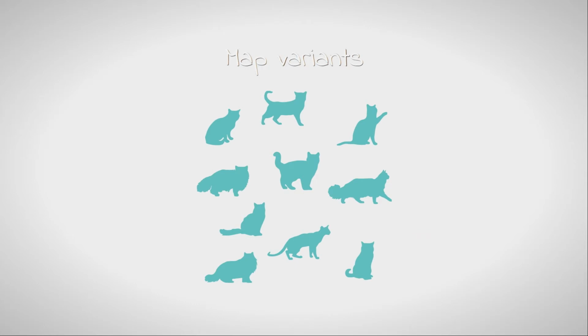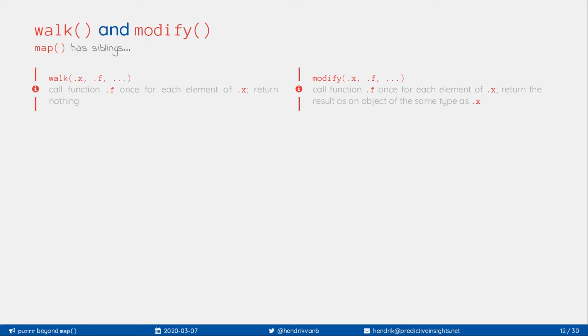So this is where the talk actually starts. Map variants. I'm also going to talk a little bit about predicate functionals and adverbs. So map has siblings, walk and modify. They do exactly what map does, except where map returns a list, walk returns nothing, or returns its result invisibly.